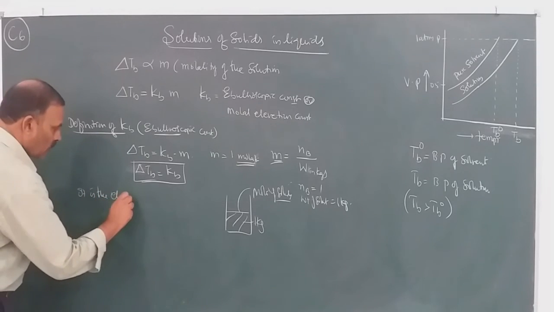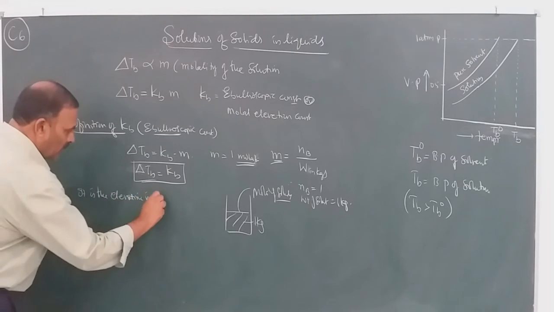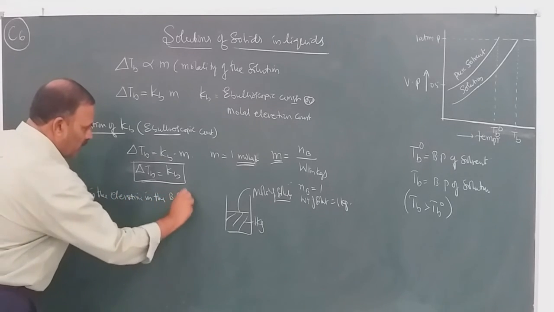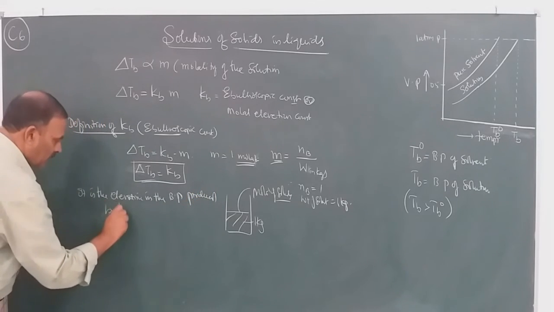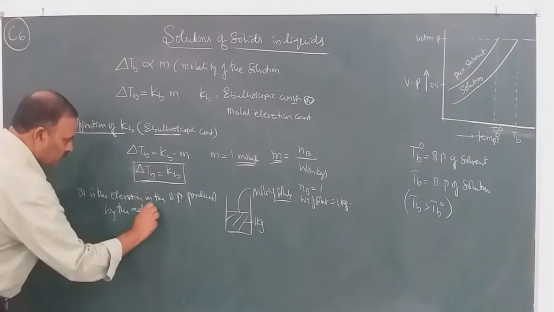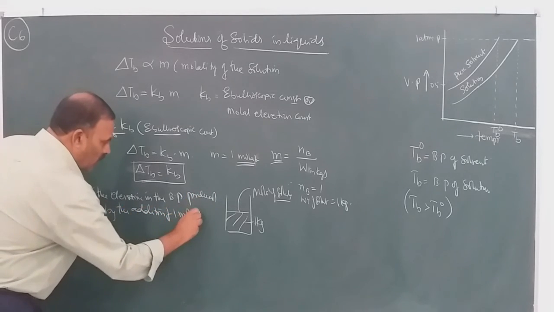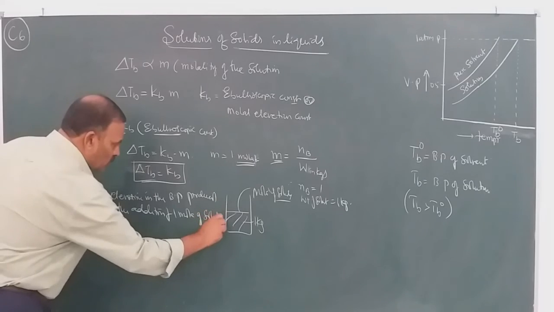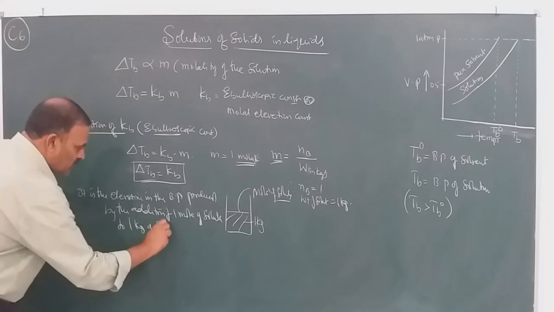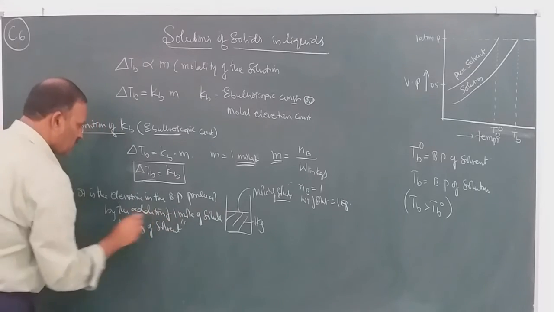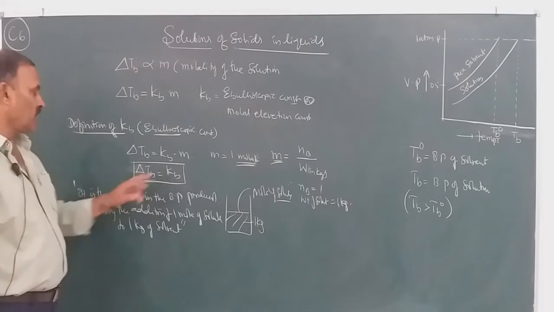It is the elevation in the boiling point produced by the addition of 1 mole of solute to 1 kg of solvent. That is the definition of the ebullioscopic constant.